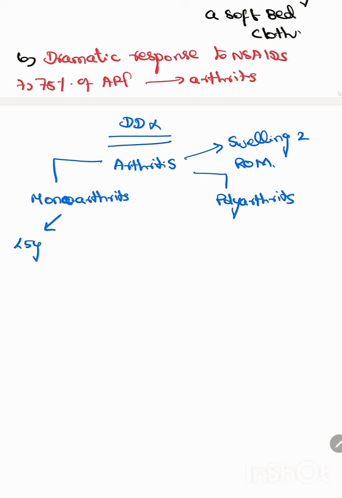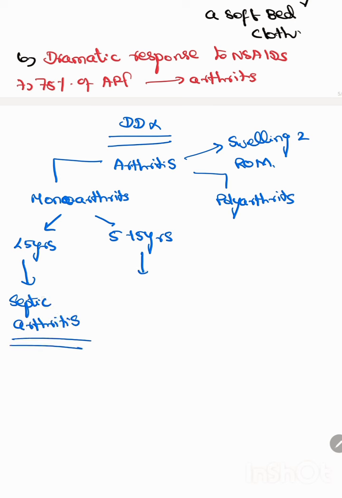Age less than 5 years, 5 to 15 years. Less than 5 years, severe pain, monoarthritis involvement. First and most common is septic arthritis. Unless proved otherwise, it is septic arthritis. Whereas 5 to 15 years, unless proved otherwise, it is going to be acute rheumatic fever.